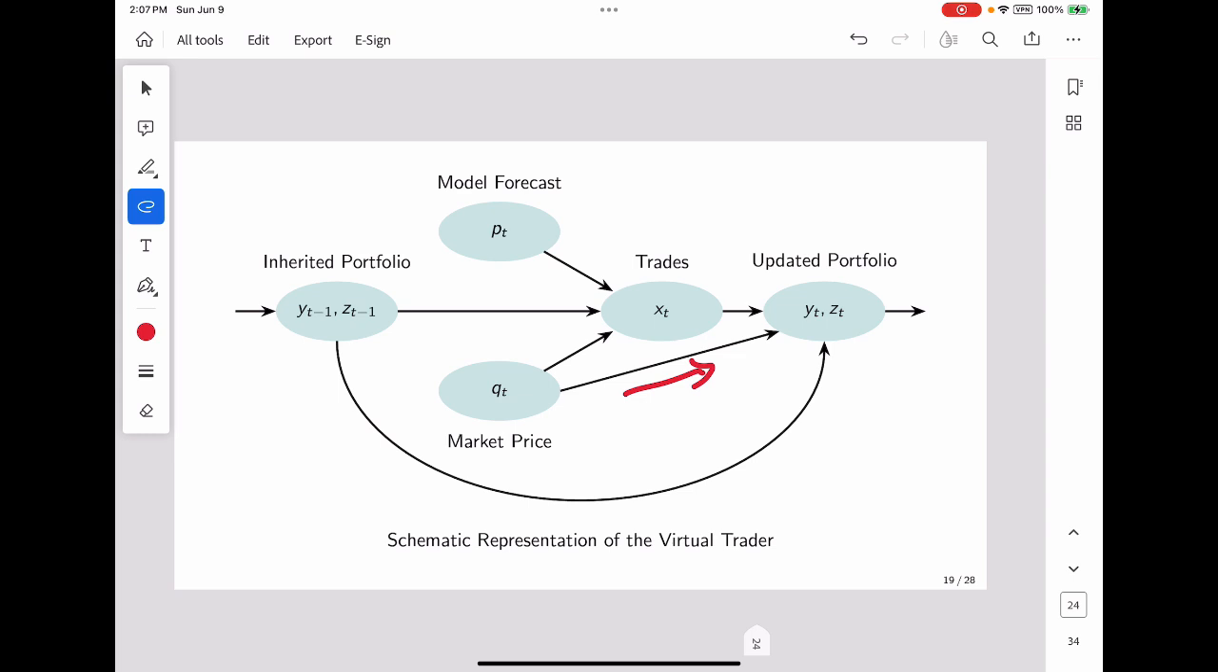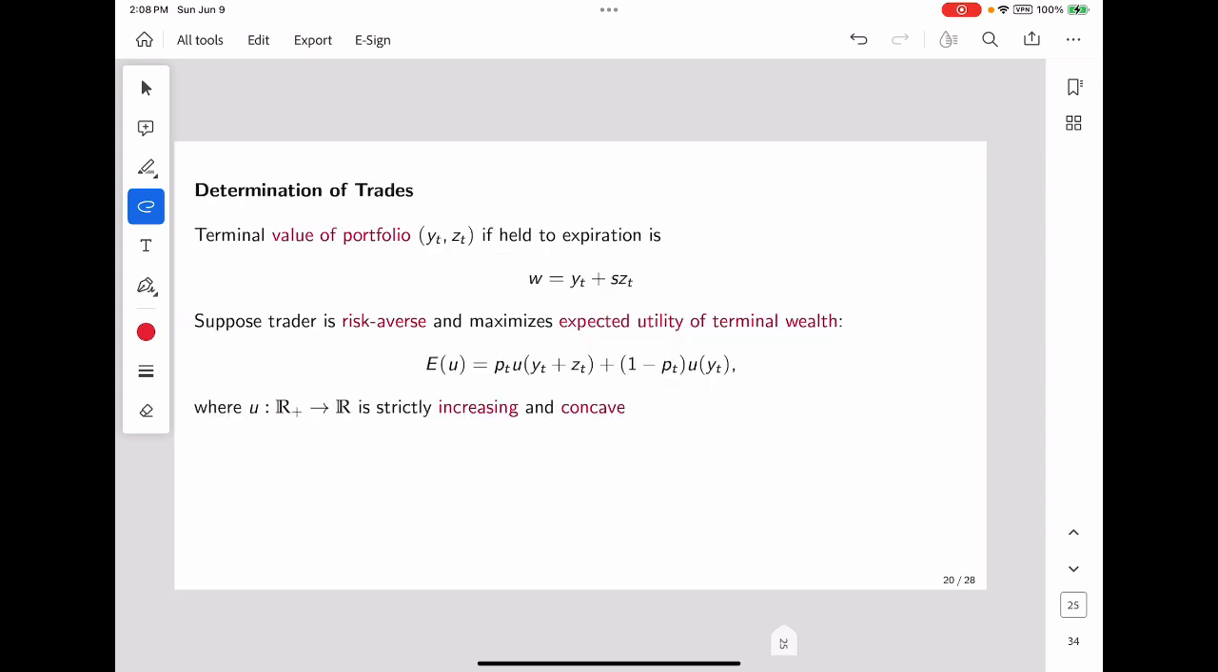So now let's discuss how XT is actually determined. Imagine that you exit period T with a portfolio YT, ZT. This is going to depend on your inherited portfolio and your trades. Now you can ask yourself the following question. What will this portfolio be worth at the end of the day if I hold on to it to expiration? It'll be worth W, which will depend on S. S depends on whether or not the event occurs.